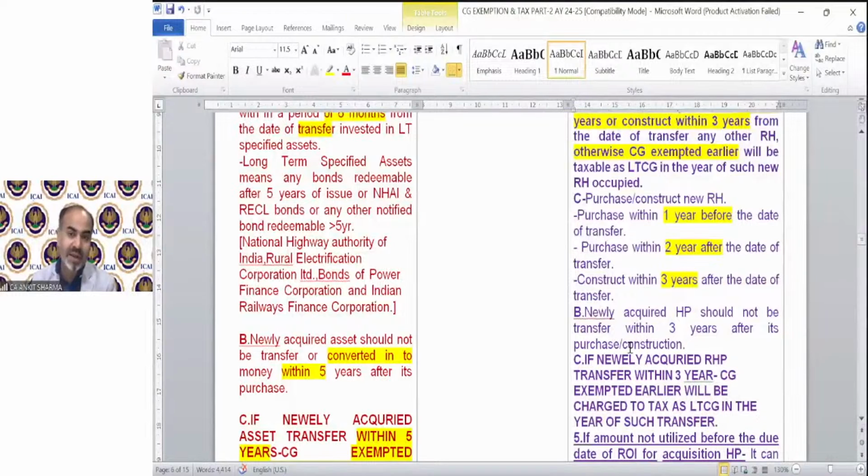Exactly the same concept as per section 54EC. For sections 54, 54B and 54D, we have discussed that in those 3 cases, if you transfer the new property within 3 years, then the cost of acquisition of that new property is going to be reduced by the amount of exemption earlier. But in section 54EC and 54F, if you transfer the property within 5 years or 3 years, then the cost will not be reduced, but the capital gain exempted earlier is going to be taxable with the same nature.